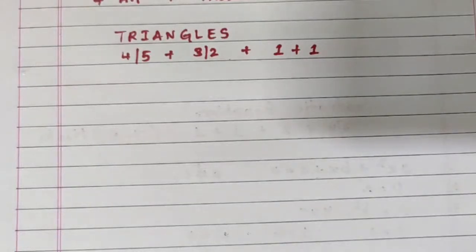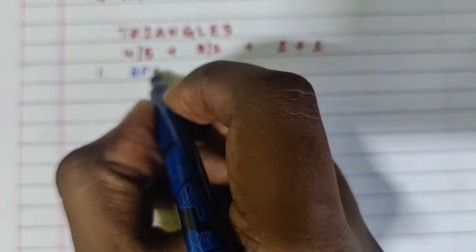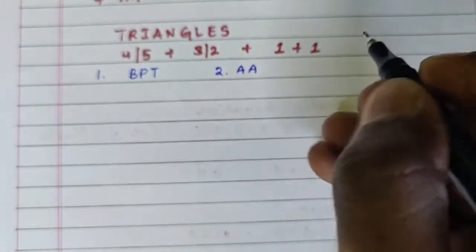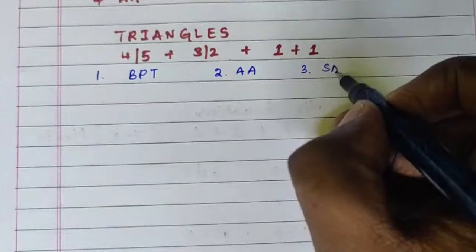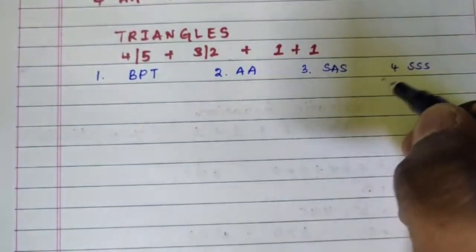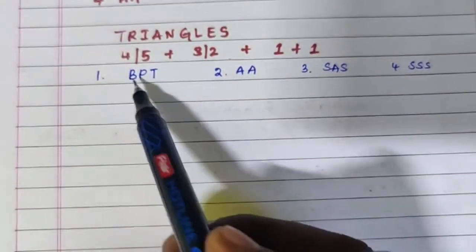You know the important theorems. I'll give you the order in which you have to learn them. First, try to learn BPT, that is the Basic Proportionality Theorem. Then AA criteria. Next SAS, and SSS. These 4 theorems are very important. First learn in the order like this.